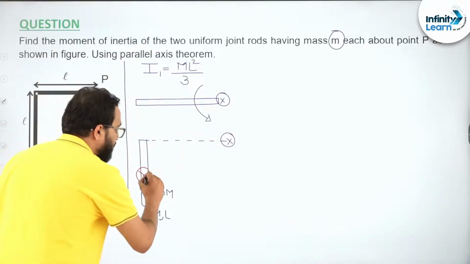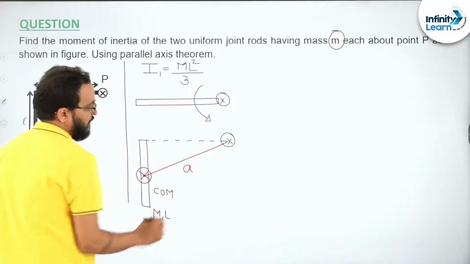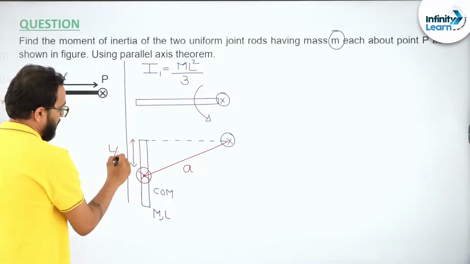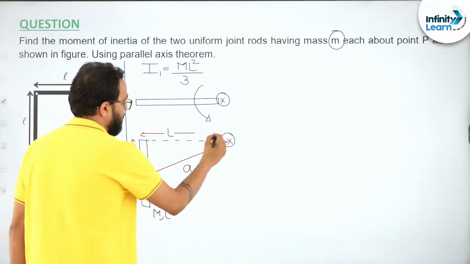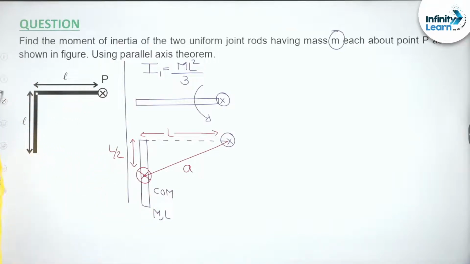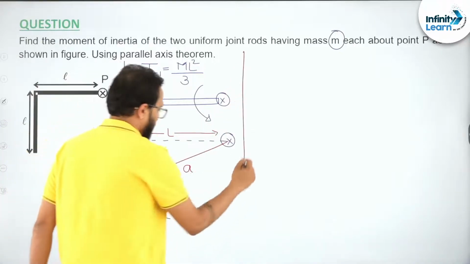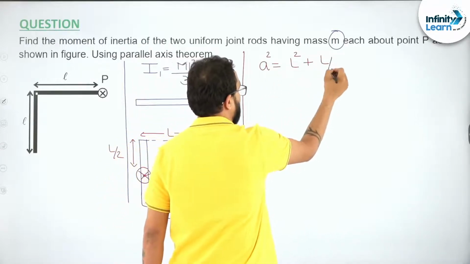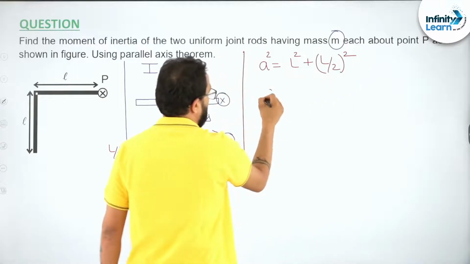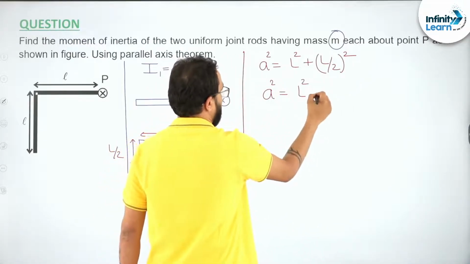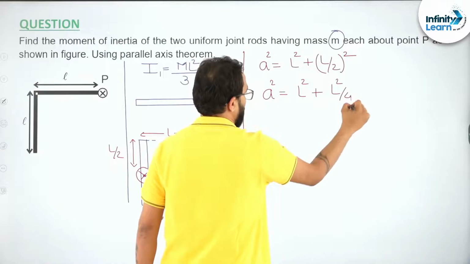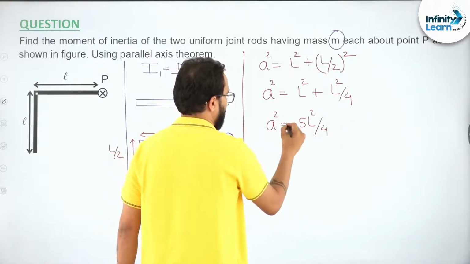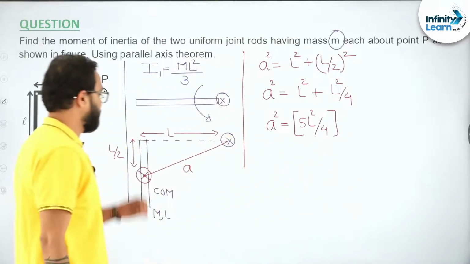Yes. Now what is the distance between them? This is the distance between them, a, right? Now you tell me, what is this? You will say, sir, this is L by 2. What is this? You will say, sir, this is L. So according to Pythagoras theorem, a square is nothing but L square plus (L by 2) whole square, and a square is nothing but L square plus L square by 4. So a square becomes 5L square by 4. I hope you are understanding this, right?